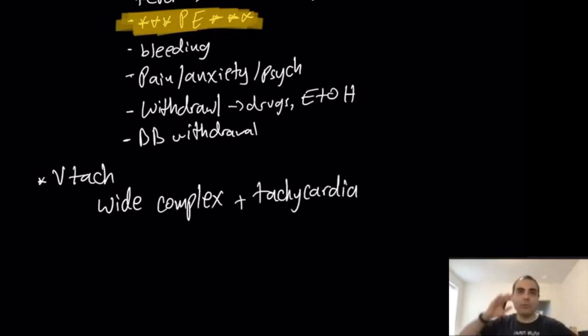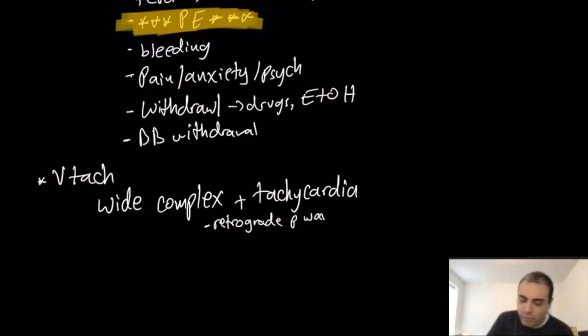Okay, you don't need to prove that there is a Vtec, but there are some things on the EKG that might suggest that this is Vtec. One of the things is a retrograde P wave, which means you see the QRS and then you see a little P wave after the QRS. That might be an indicator that this is actually Vtec.